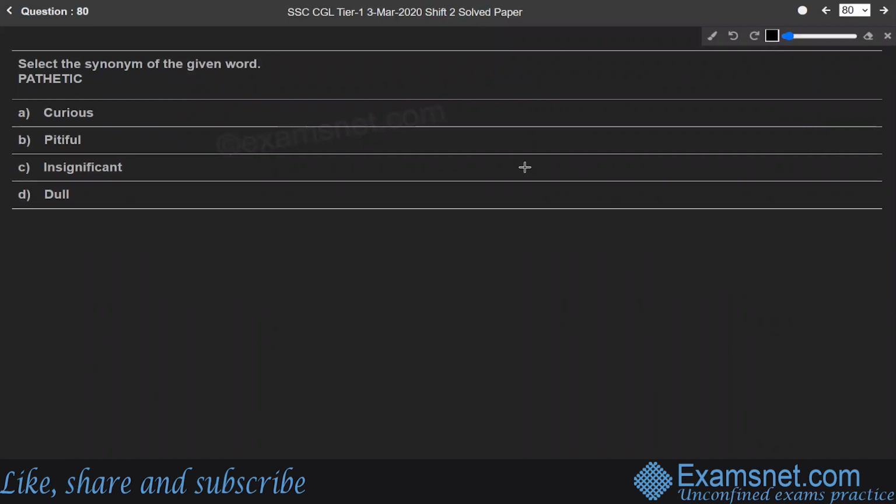Next question is: select the synonym of the given word. And the given word is pathetic. What do you understand by the word synonym here? Synonym is a word that has the same meaning as another word. So for this question, we have to find the synonym of the word pathetic. It means we have to find the word that has the same meaning as the word pathetic, right? So firstly, we should know the meaning of the word pathetic. Do you know what is the meaning of the word pathetic? Pathetic refers to something or someone that causes pity.